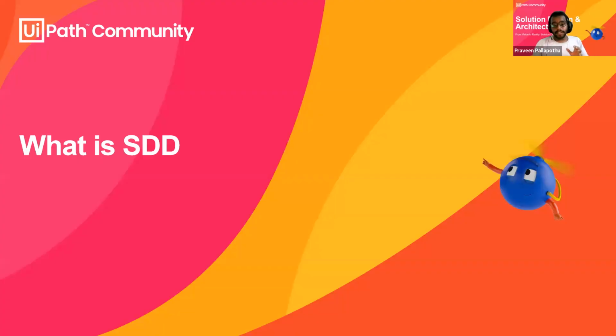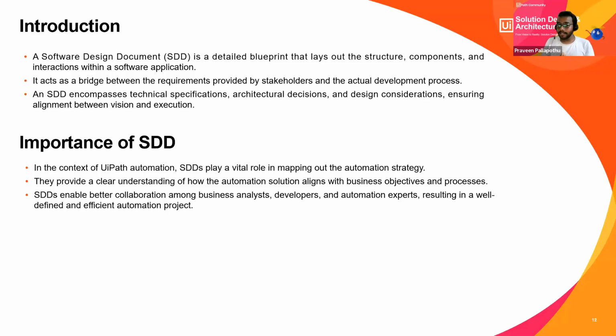Okay, coming to the next thing, the main hot topic of the session, which is our SDD. I hope all of us are aware of the documentation we follow in our automation practice. There are two major documents we follow: one is PDD and the other is SDD. PDD stands for Process Design Document or Process Definition Document; people name it differently. SDD stands for Solution Design Document or Software Design Document in general terms. It depends, but ideally in RPA we call it a Solution Design Document.